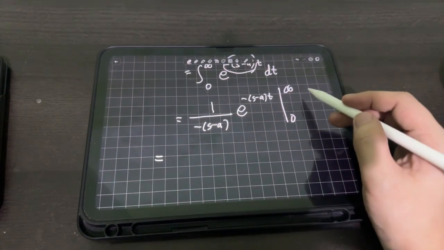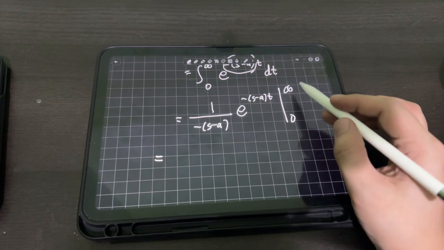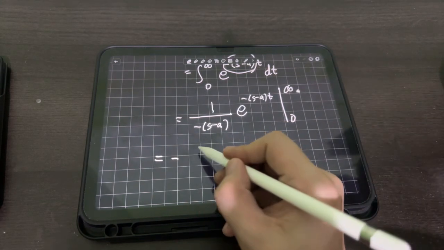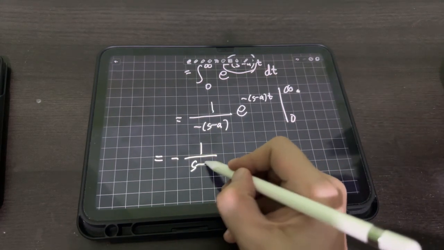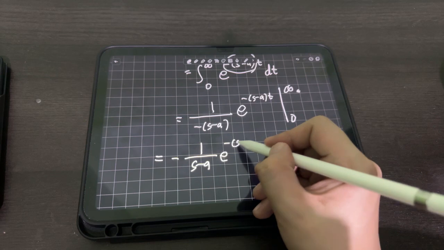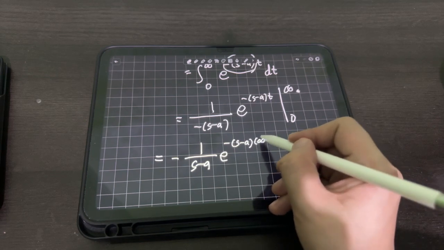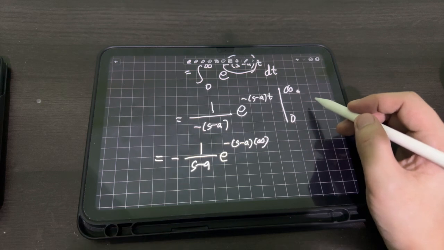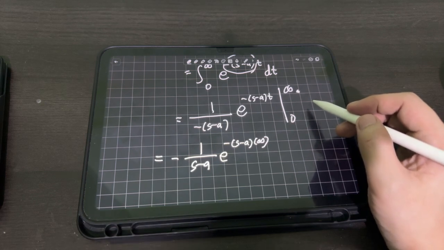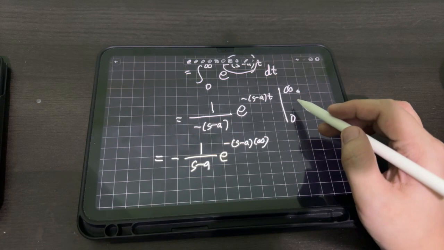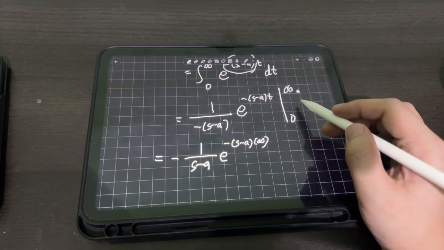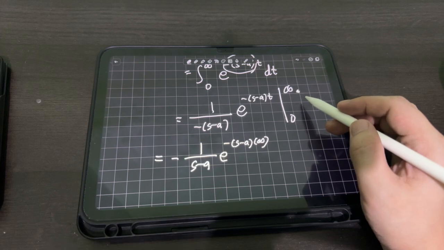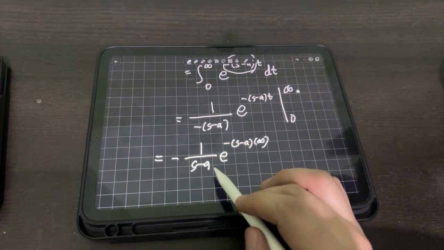So applying the process in evaluating a definite integral, we substitute first the upper limit to every t. So we will have negative 1 over s minus a, e to the negative s minus a times infinity. By the way, we will apply the shorthand method already. We're now applying the shorthand method in evaluating the limits, in evaluating integrals that are actually improper integrals. We don't use the limit notation anymore.